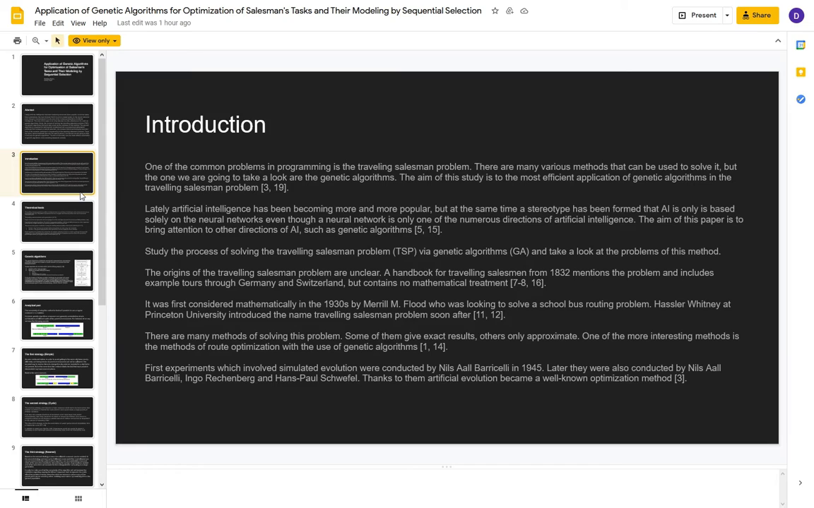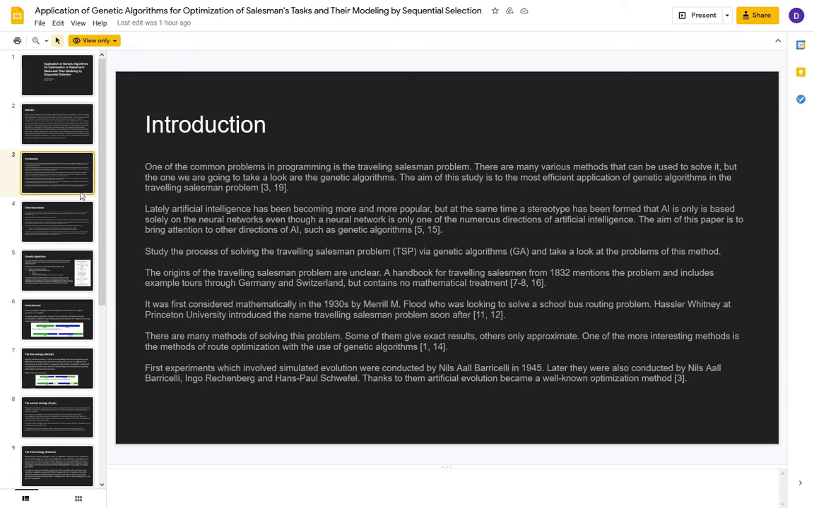Introduction. One of the common problems in programming is the traveling salesman problem. There are many various methods that can be used to solve it, but the one we are going to take a look at is the genetic algorithms. The aim of the study is the most efficient application of genetic algorithms in the traveling salesman problem.